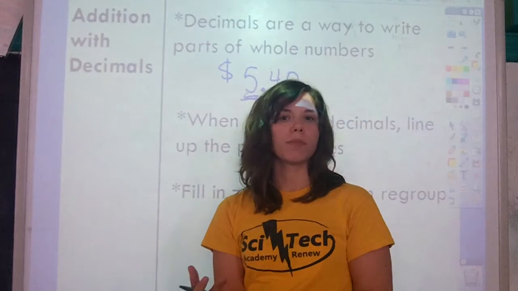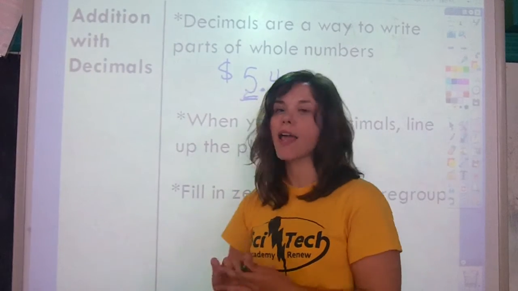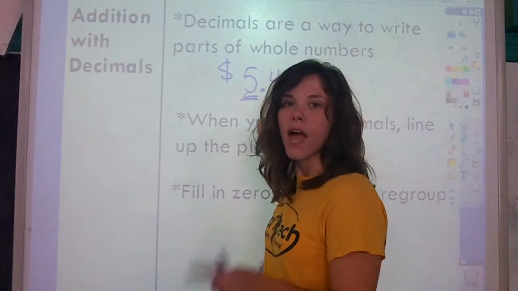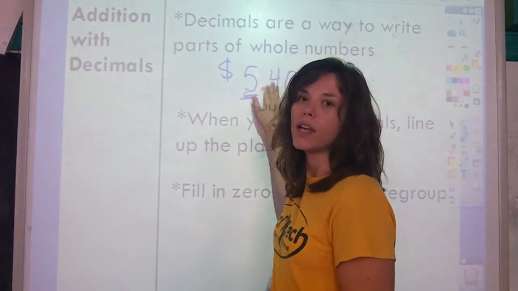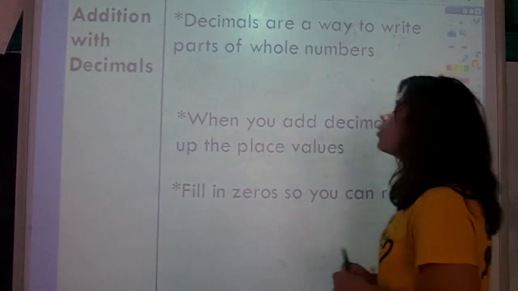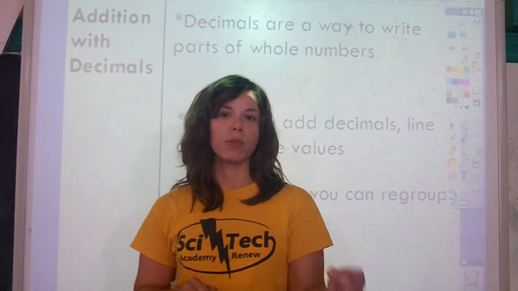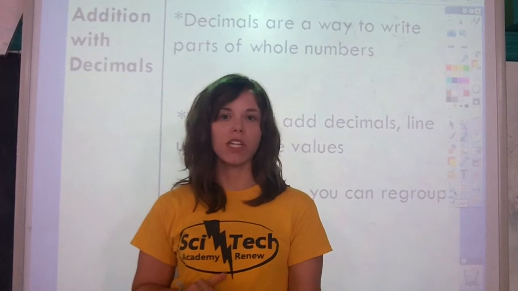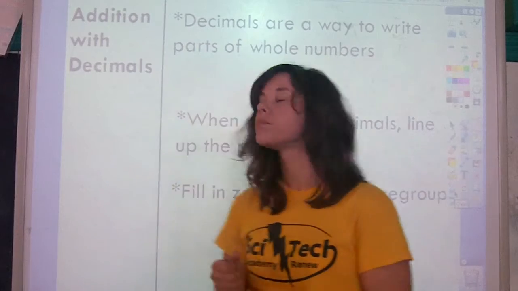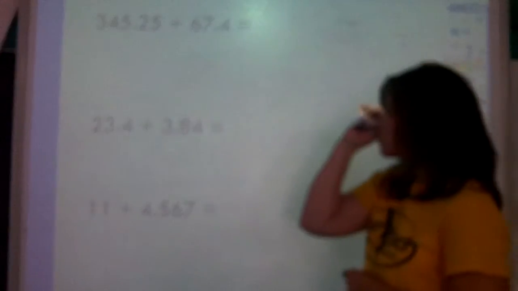A decimal is simply a way to represent a part of a whole, a part of a number. I have 40 cents out of $1 in addition to my $5. When we add decimals today, what's going to be crucial is lining up your place values and paying specific attention to where your decimal point is. Take a look at the first example.